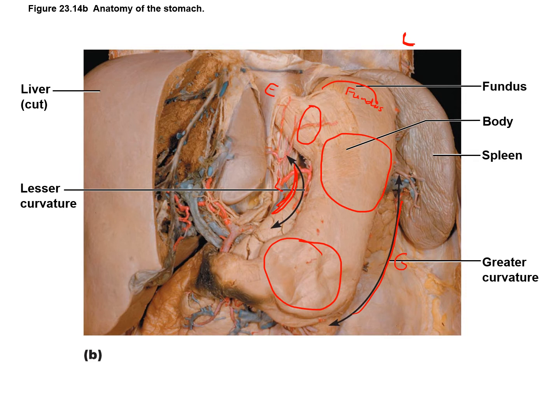And though most of the liver has been cut, this is going to be your liver. It would extend kind of like this, and you would have your lesser omentum extending from this lesser curvature, going to the underside of your liver to then tether your stomach in place.